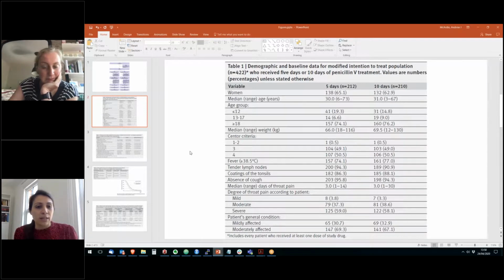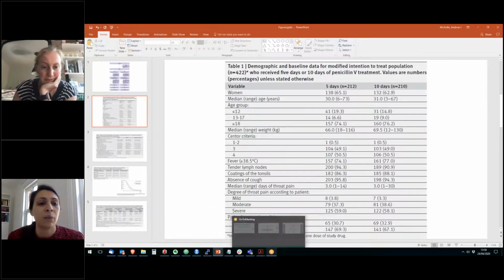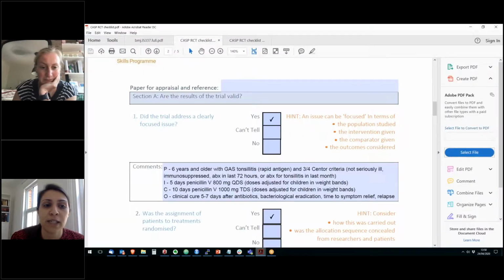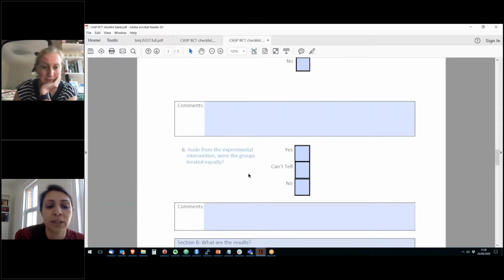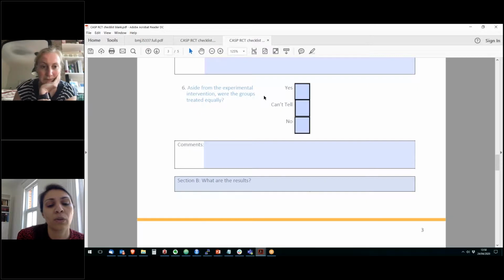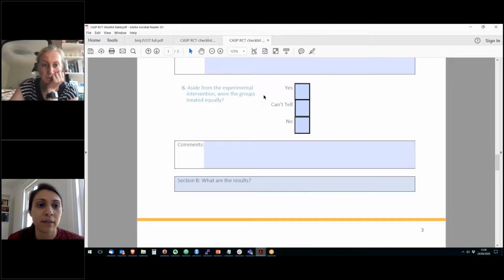And as for the sixth question, now we're going on to, aside from the experimental intervention, were the groups treated equally? Those who received 5 days and those who received 10 days, TDS for 10 days, sorry, or QDS for 4 days. So did you think that the groups were equal in the way that they were treated once they were given the intervention?